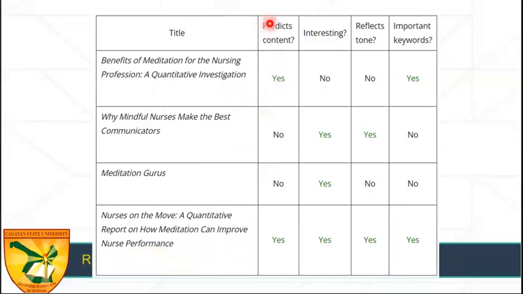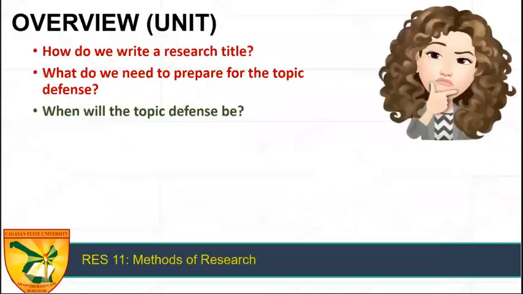So does it predict content? Yes, it says that it will look at the report on how meditation can improve nurse performance. Is it interesting? Yes. Does it reflect tone? Yes. Are there important keywords? Yes. So you see here, meditation and improvement of nurse performance.